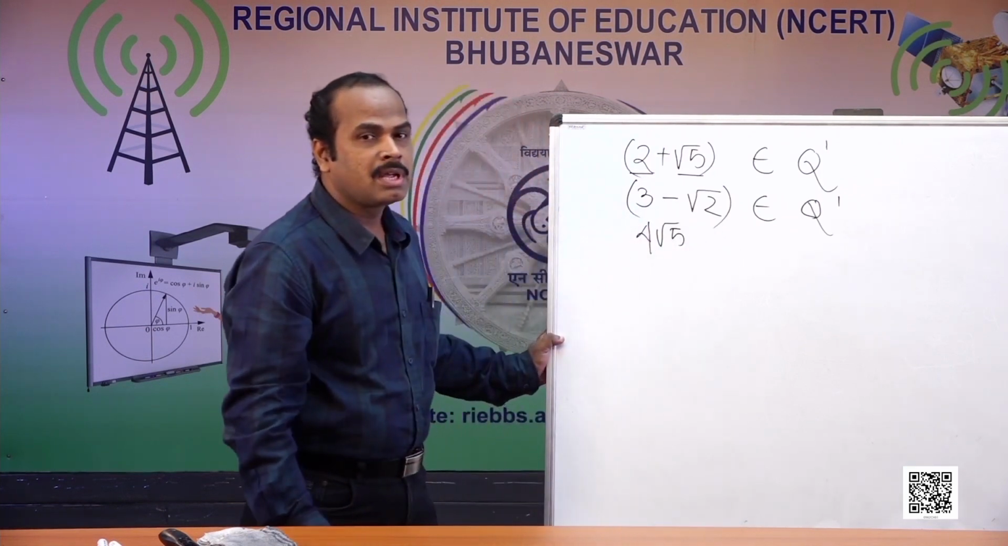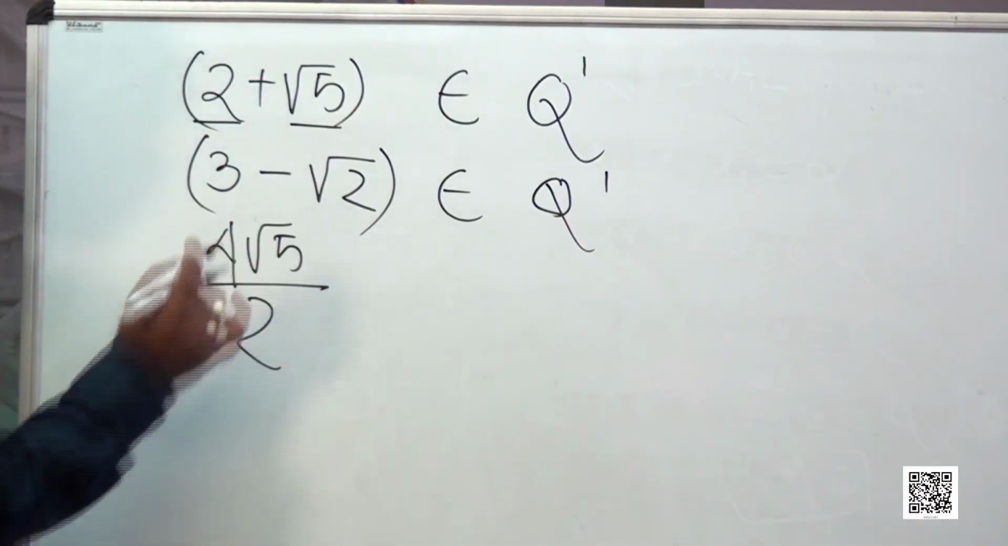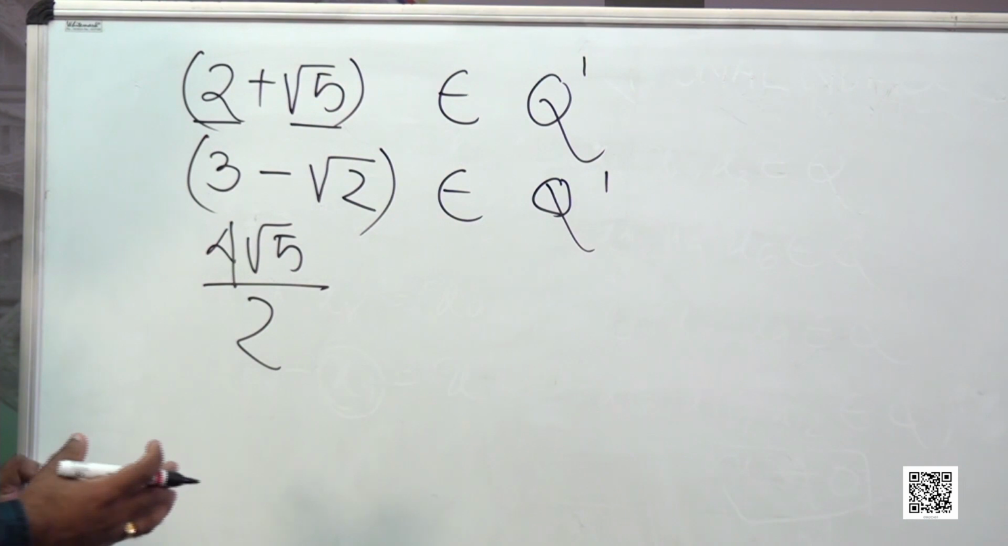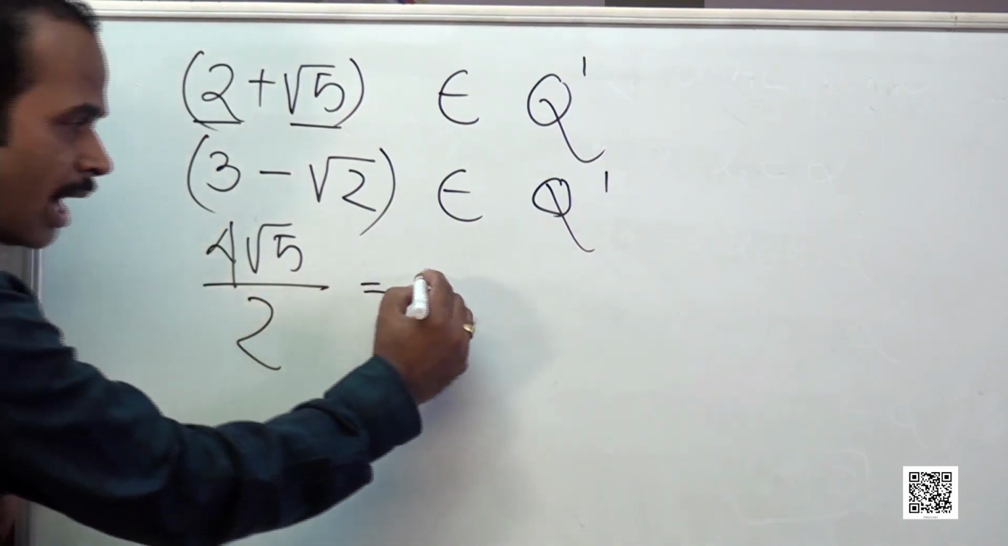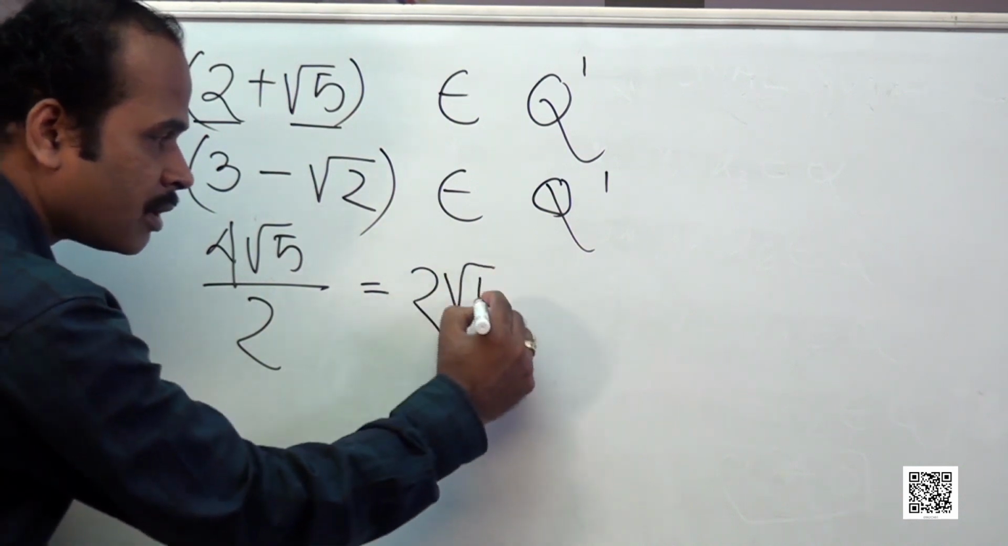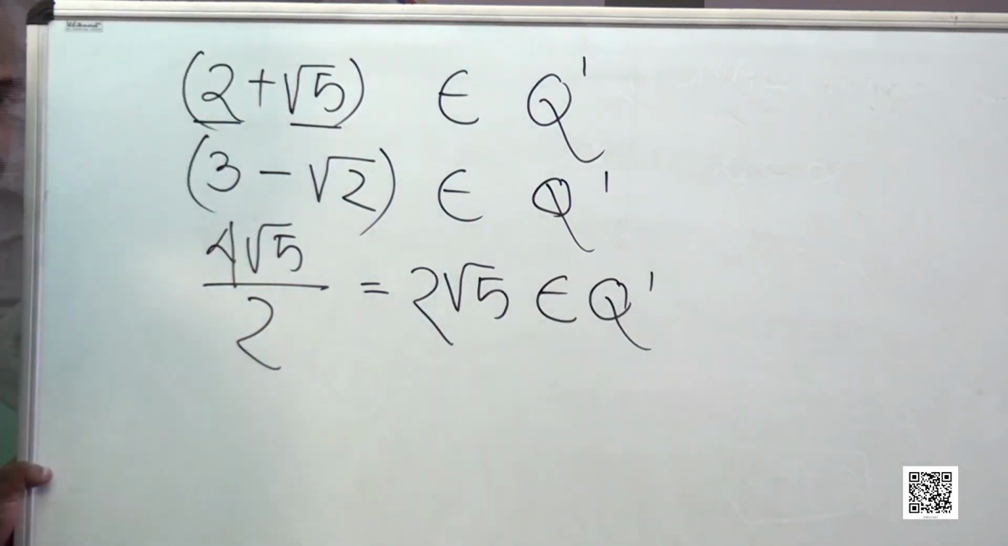Then next, if I divide one number, suppose I have 4 root 5, and I divide it by 2. This 4 root 5 is an irrational number, and I am dividing by 2 as a rational number. So I will find the result: the 4 will be cancelled by 2 and finally I will get 2 root 5. This 2 root 5 also belongs to the irrational numbers.